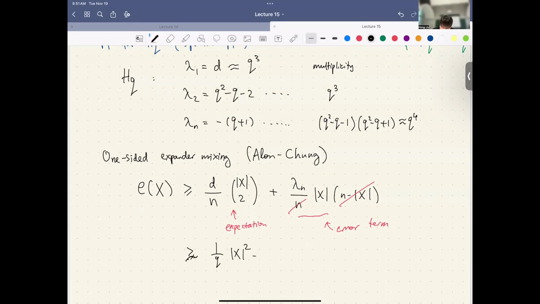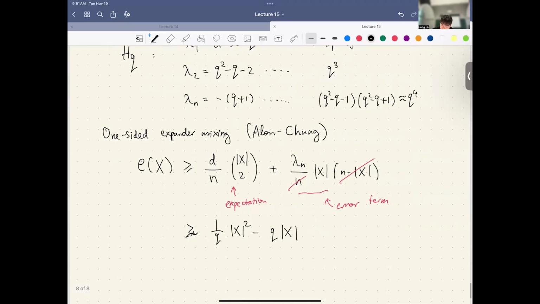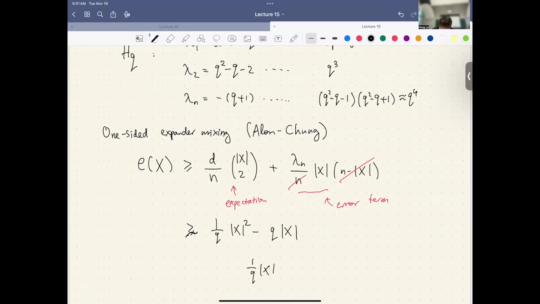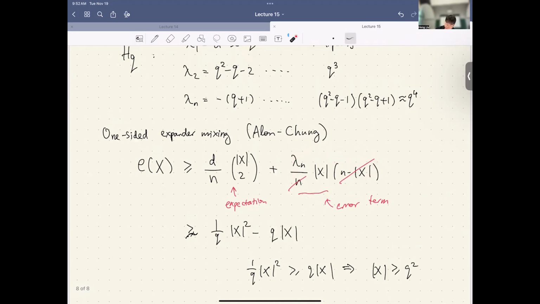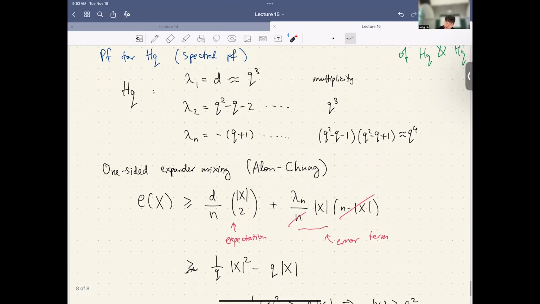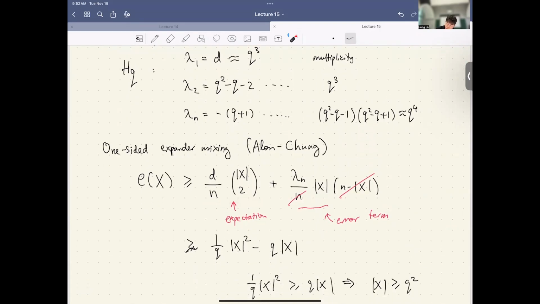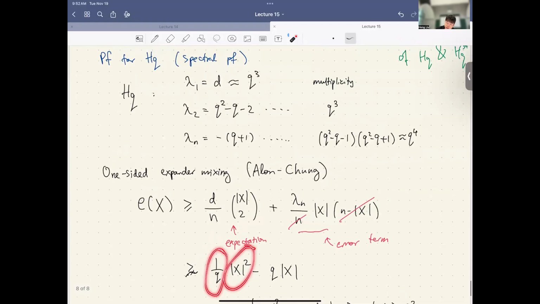Minus lambda N, which is Q. So it's Q times X. You want this to be error. That means this main leading term must be larger than the error term, right? This implies X must be at least Q squared. So when X is large enough, this guy becomes an error term. And you have the leading term, which is 1 over Q density times this. That's what we need here.